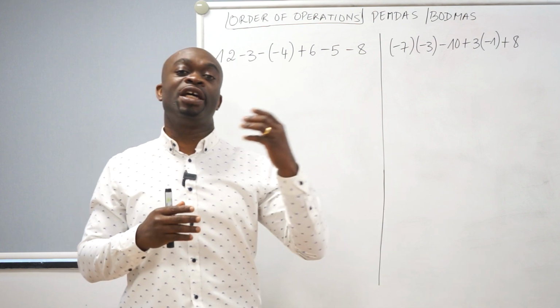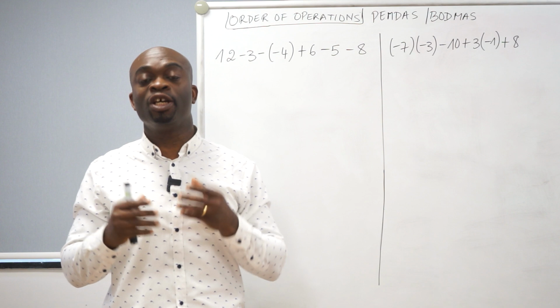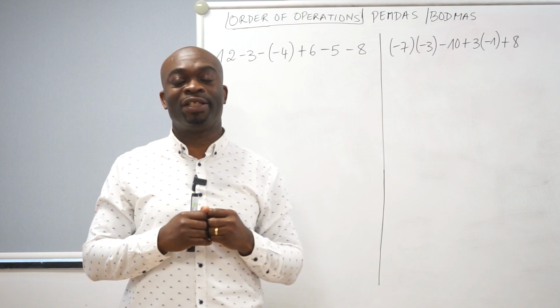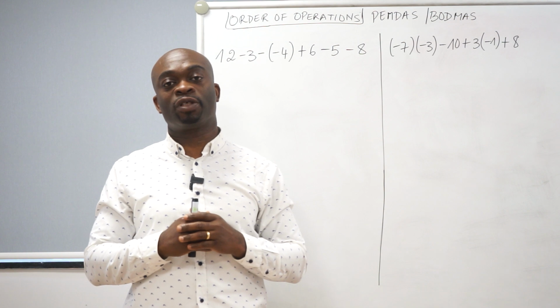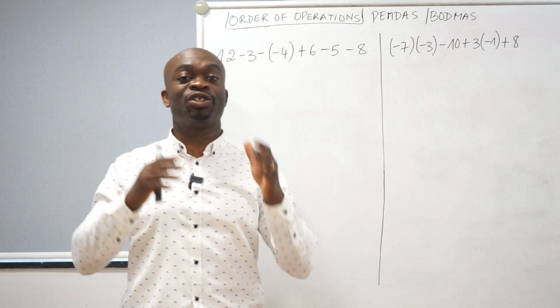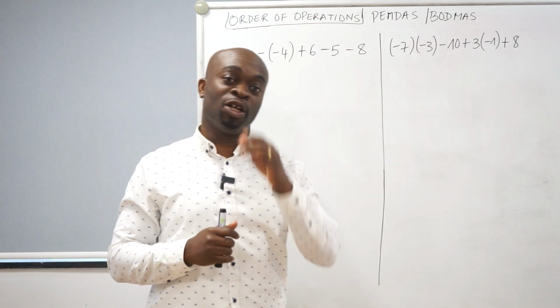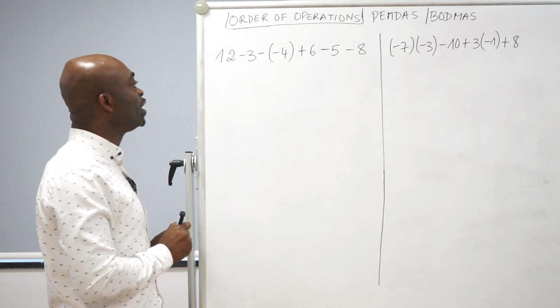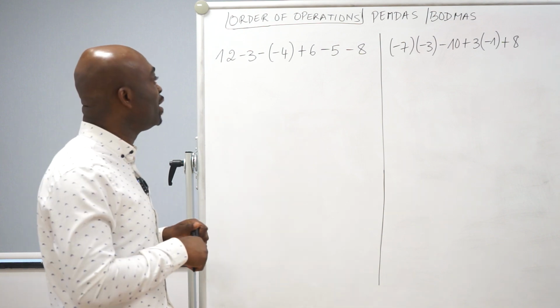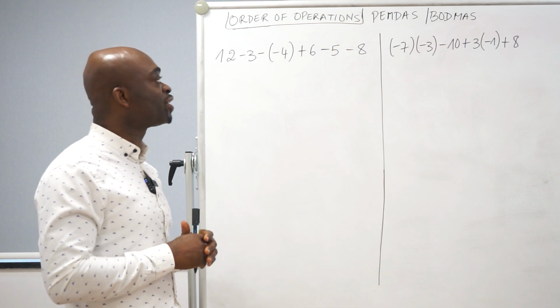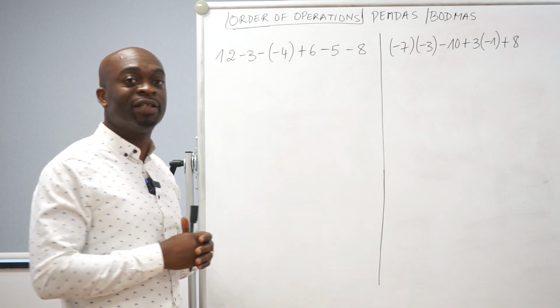So that means if subtraction comes before addition, you work on subtraction before addition. If it's addition before subtraction, you work on addition before subtraction. Same thing for multiplication and division. All right? So let's go at it and then see what we're going to do here. So we have 12 minus 3 minus negative 4 plus 6 minus 5 minus 8.